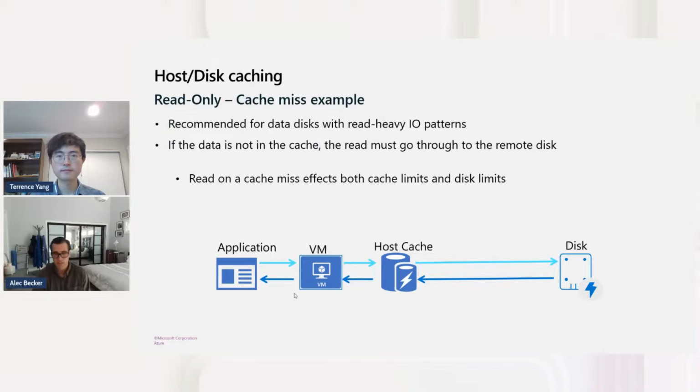So if you're reading constantly in a similar location where your data resides, host cache will just short circuit that and serve it up from the host cache. Because the data is closer to the VM, host cache will reduce the latency and it will not dip into the performance limits that reside on the disk.